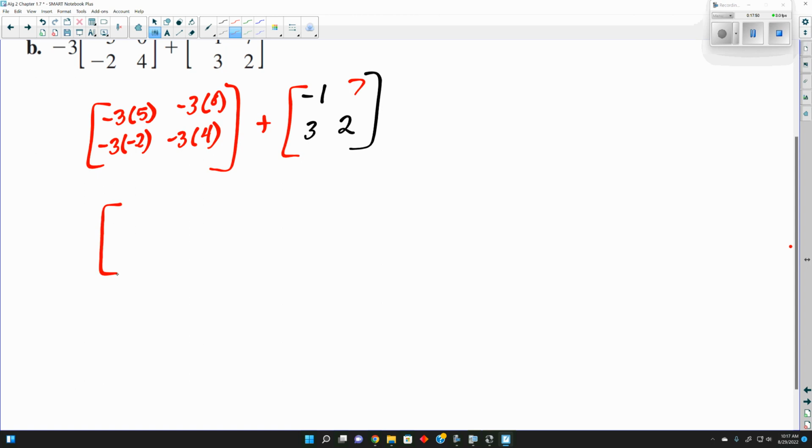Now we could simplify the multiplication. Negative 3 times 5 is negative 15. Negative 3 times 0 is 0. Negative 3 times negative 2, negative and negative makes a positive, and 3 times 2 is 6. And lastly, negative 3 times 4 is negative 12.